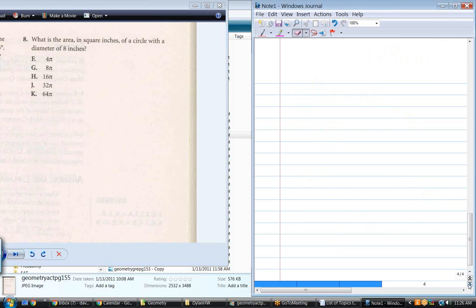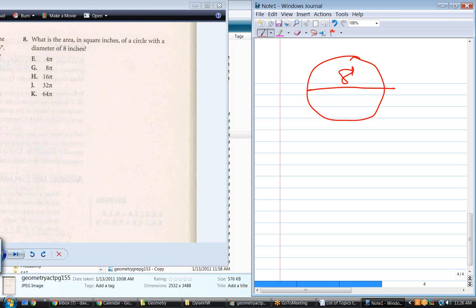What is the area in square inches of a circle with a diameter of 8? That would be F, 4 pi. Hold on. Because the diameter is the whole circle, so what is the area in square inches?